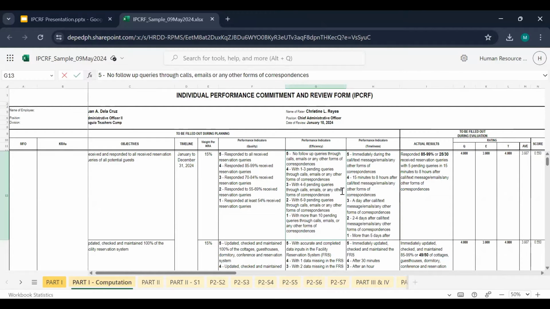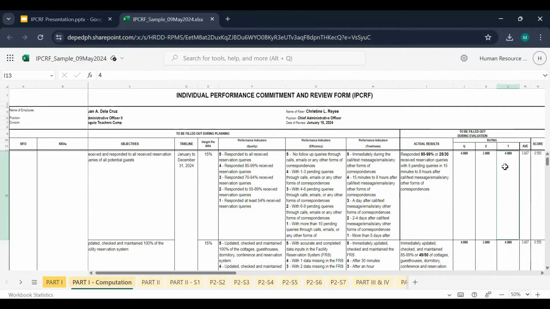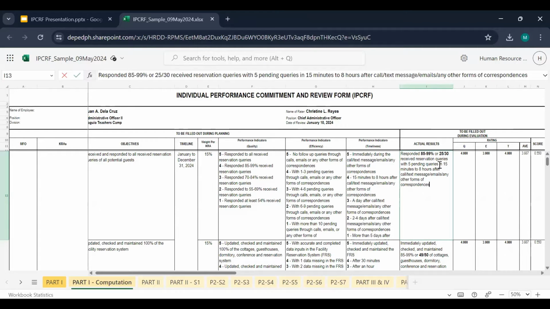In the 3 rating, the indicator is 4 to 6 pending queries. In his case, he has 5 pending queries. For timeliness, his rating is 4. It's because, as stated in Mr. De La Cruz actual results, in 15 minutes to 8 hours after call, text message, emails, or any other forms of correspondences.